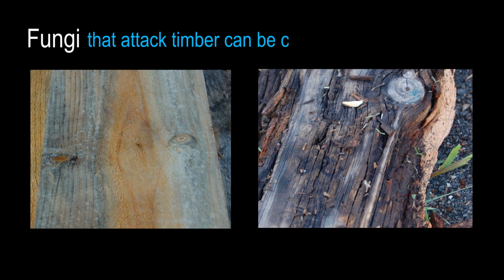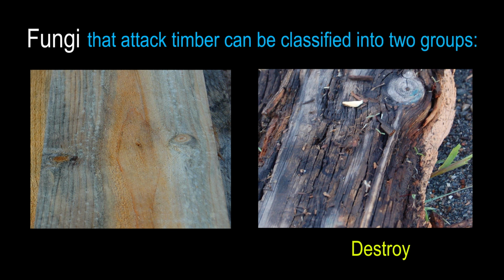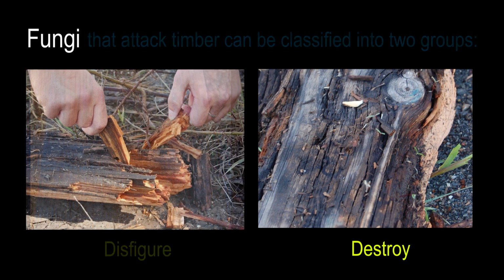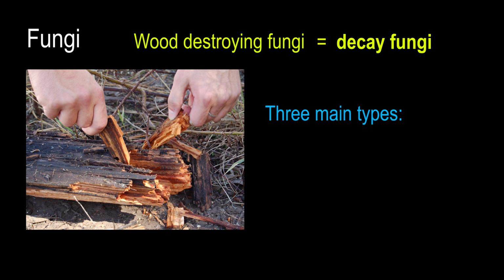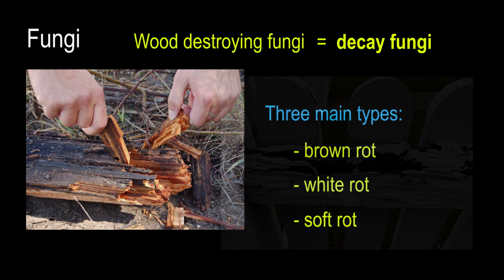Fungi that attack timber can be classified into two main groups: those that destroy the wood fibres and those that disfigure or spoil the appearance of the wood. Wood-destroying fungi are also called decay fungi because they feed on the cell walls and cause the wood fibres to break up and crumble away. The three main types are brown rot, white rot, and soft rot.